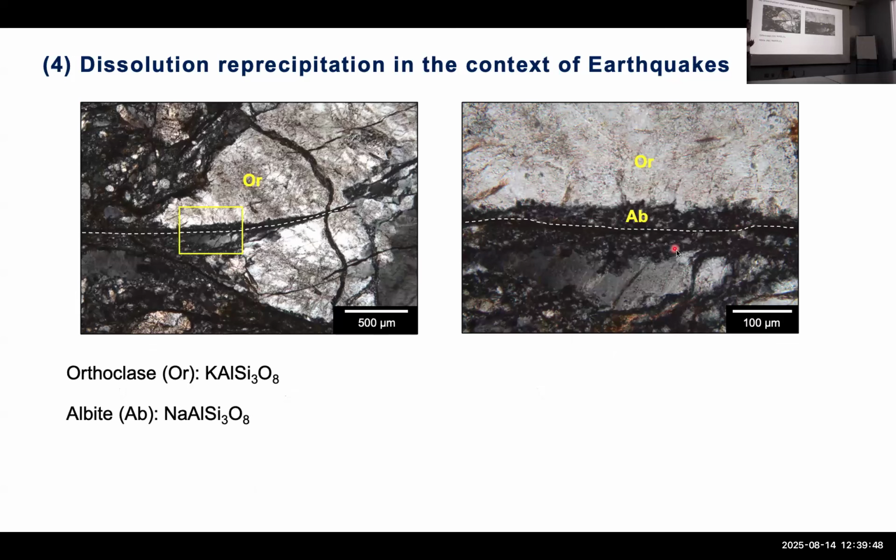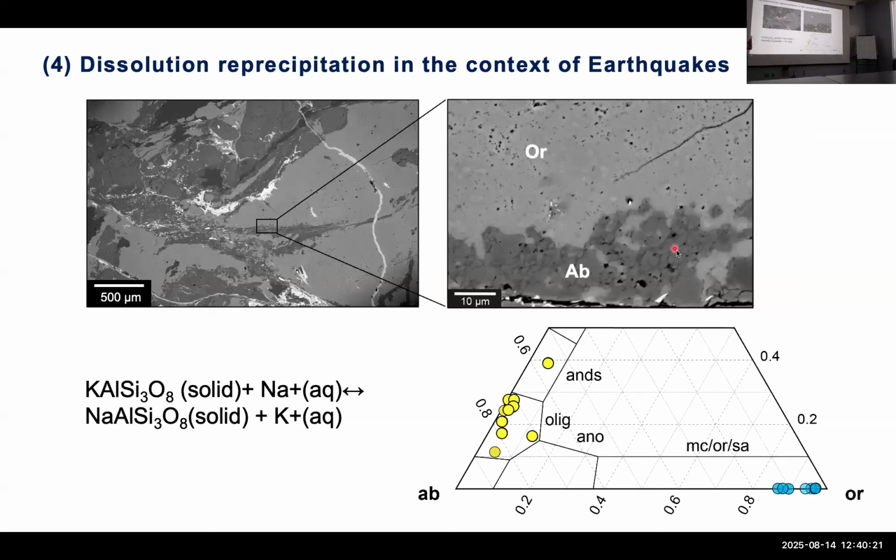Here we looked at an ultracataclastic vein that terminated into an orthoclase clast. Orthoclase is a potassium-rich feldspar, and it's one of the dominant minerals in the continental crust. Taking a closer look at this fracture terminating in the orthoclase, we can see that there appeared to be some other finer grained phase that we thought might have been albite. To confirm this, we did EDS and BSE imaging of the fracture.